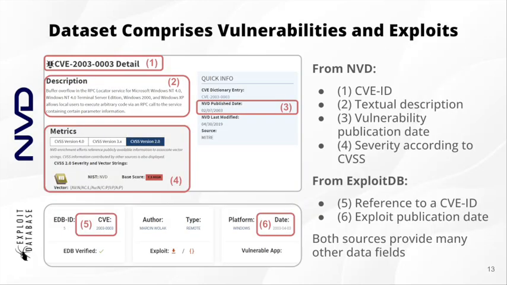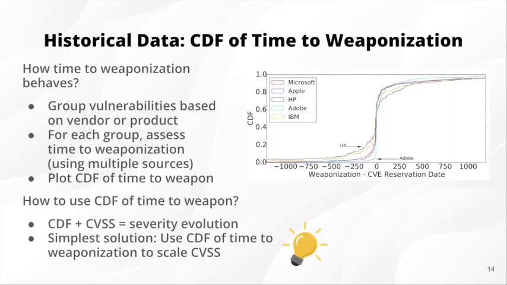To be more concrete, here we show a snapshot of NVD and a snapshot of ExploitDB. So from NVD, we collect data such as the vulnerability identifier, textual description, and so on. And from ExploitDB, we capture information about the exploit publication date and possibly even exploit maturity. And from this data, we build plots such as this one, which shows the CDF of time to weaponization, which is the CDF of the time in which that weapon was released minus the day in which the vulnerability was reserved. So the vulnerability was set at NVD.